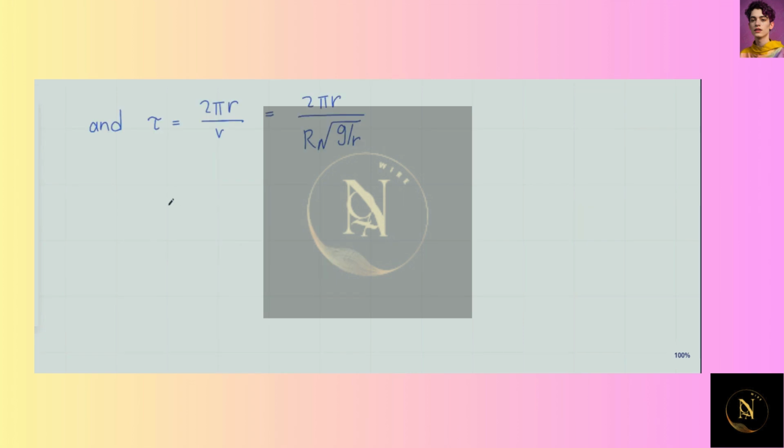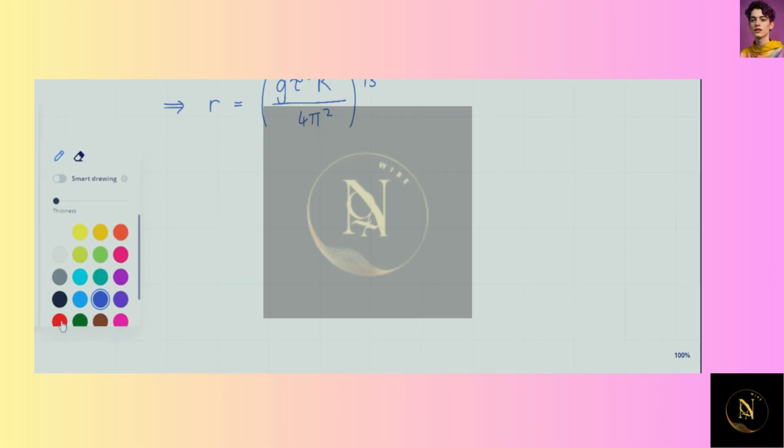What we can do from here is rearrange this equation and find an expression for the radius of the orbit of the moon around the planet. This is equal to g times the period tau squared times the radius of the planet, capital R squared, over 4 pi squared, all to the power 1 over 3. So there we have the expression for the radius of the orbit of the moon around the planet in terms of the radius of the planet, big R. So that's the first expression that we require.